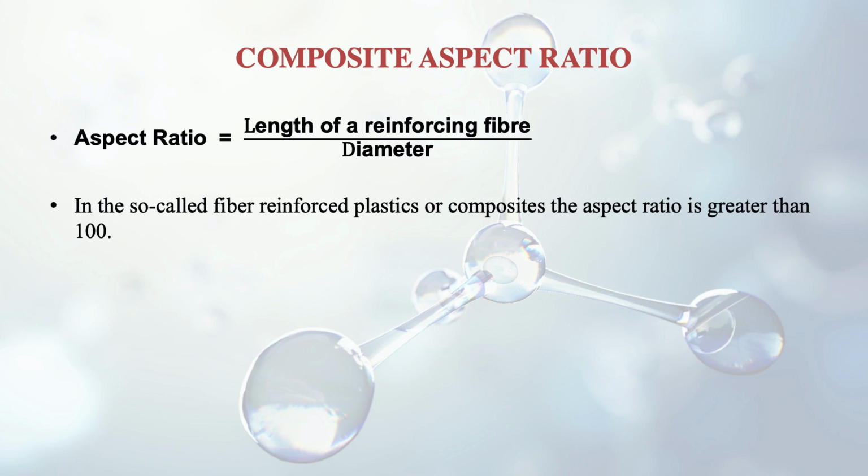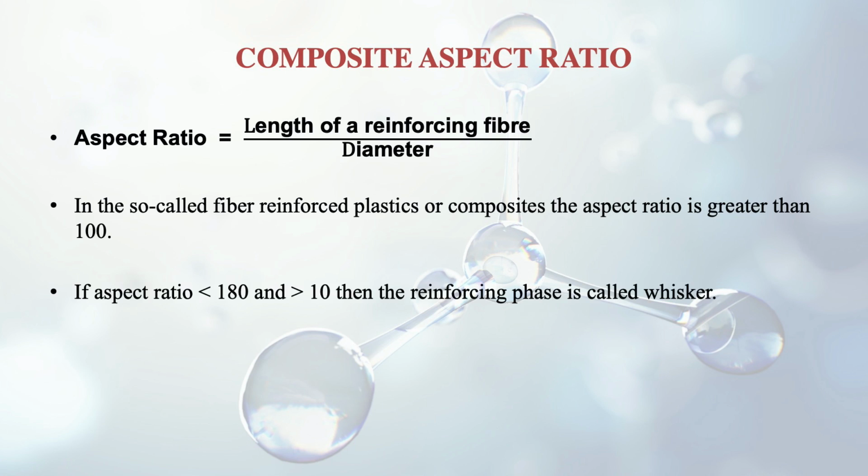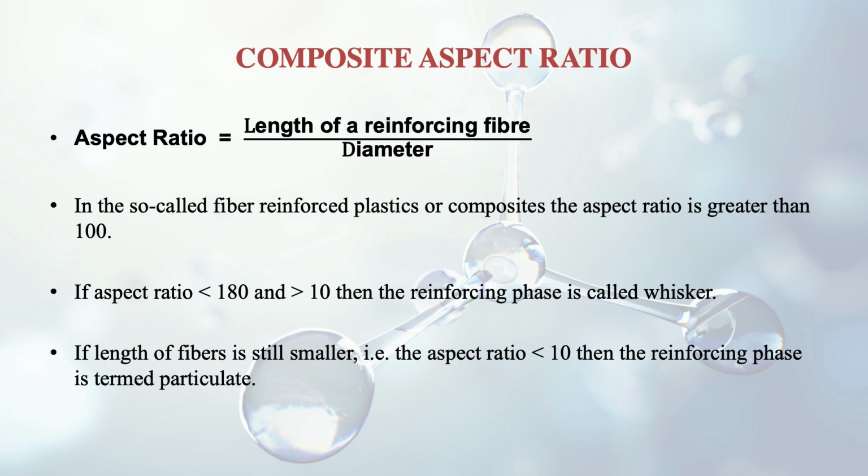In the so-called fiber reinforced plastics or composites, this aspect ratio is greater than 100. And if aspect ratio is less than 100 and more than 10, then the reinforcing phase is called the whisker. And if the length of the fiber is still smaller, that is the aspect ratio less than 10, then the reinforcing phase is termed the particulate. So there are two types we see, the whisker. Earlier also we have mentioned this thing in the session, and this new term is the particulate, where the size is very small, even smaller than the whisker.